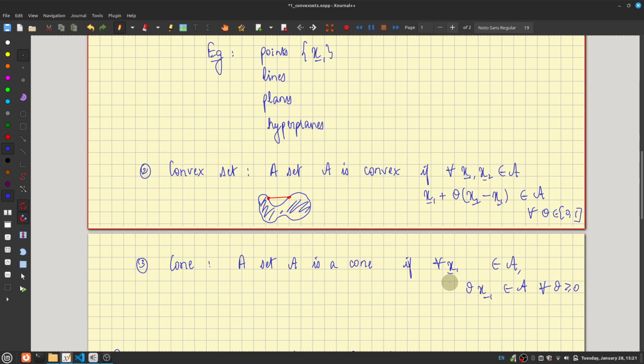The affine set could be multi-dimensional. For example, if you take a plane. So the question is, if the origin is contained in an affine set, then this set has a special structure. It's a vector subspace.